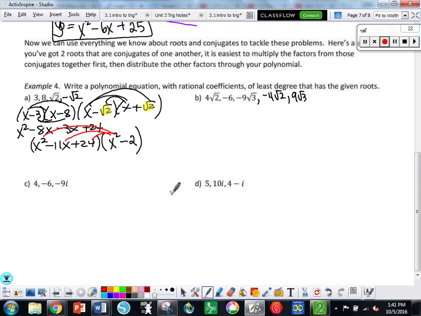Okay, this one. So, x squared times x squared is x to the 4th. X squared times a negative 11x is a negative what? 11x cubed. X squared times 24 is 24x squared. So far, so good? Okay, now let's multiply that negative 2 out. Negative 2 times x squared is negative 2x squared. Negative 2 times a negative 11 is plus 22x. Negative 2 times a 24 is minus 48.